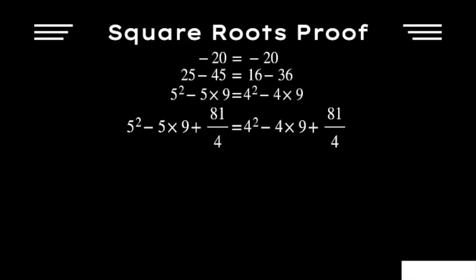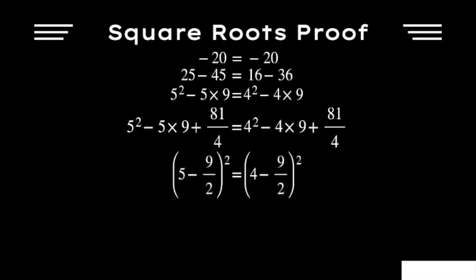Another example of a mathematical fallacy is the square roots proof. If we start out with negative 20 equal to negative 20, we can split both of these numbers into different expressions. From there, we can manipulate these expressions into completing the square, resulting in 5 minus 9 halves squared equals 4 minus 9 halves squared. Then we can take the square root of both sides to get 5 minus 9 halves equal to 4 minus 9 halves. If we add 9 halves to both sides, we get 5 equals 4.